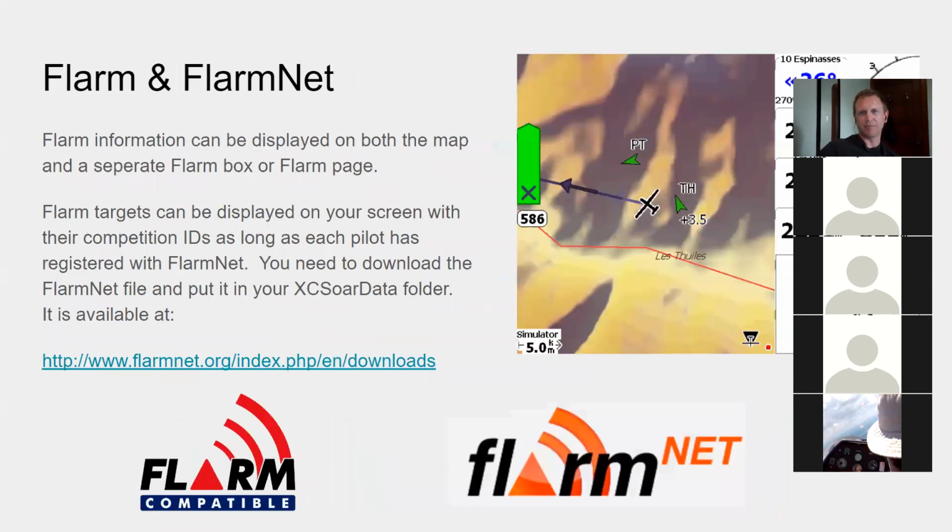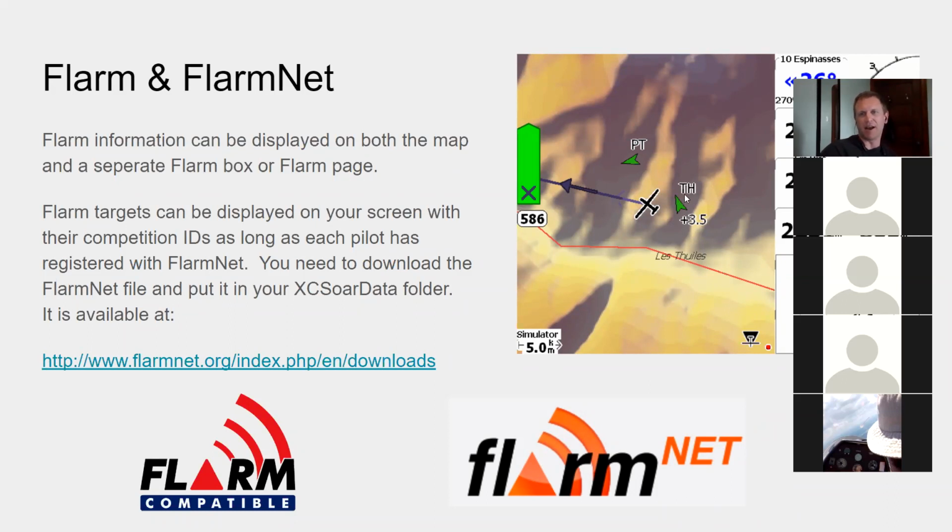I think I have a picture of it. Yeah, so this is how they display in the TH. So the contest letter, if you have the proper file set up, if you're registered on FLARMnet, you need to download a FLARMnet file, which you can download from the FLARMnet.net.org website there, which there's a clickable link if you go to the PDF. You can download the FLARMnet file. You can throw that to your XCSoar file, and it'll also give you the competition letter.